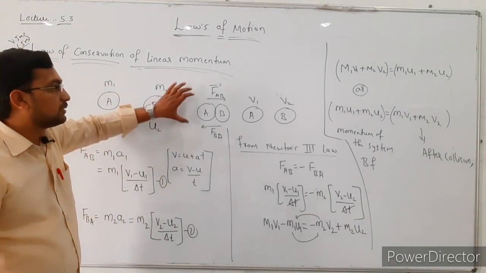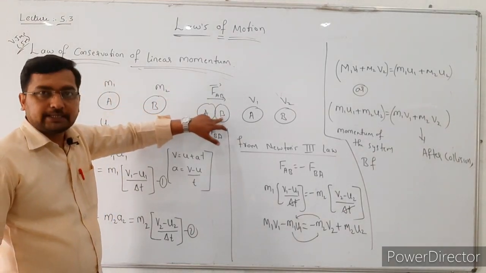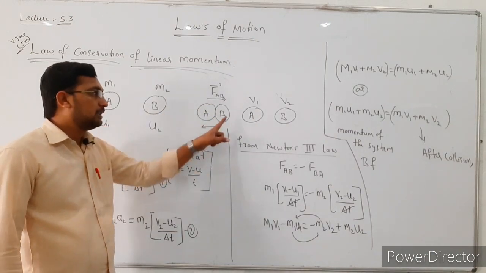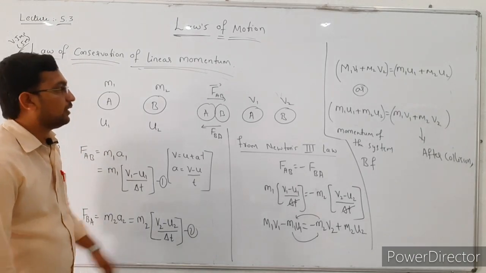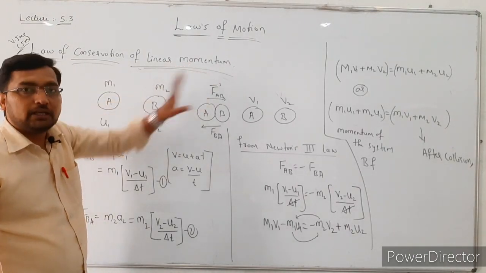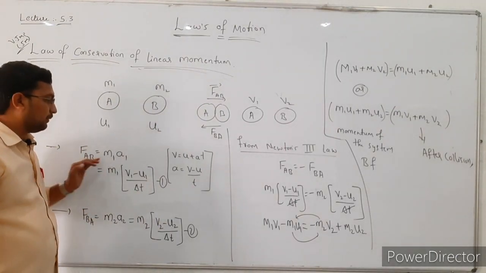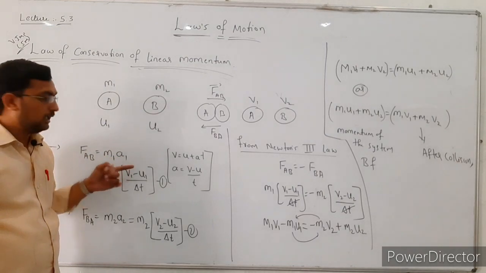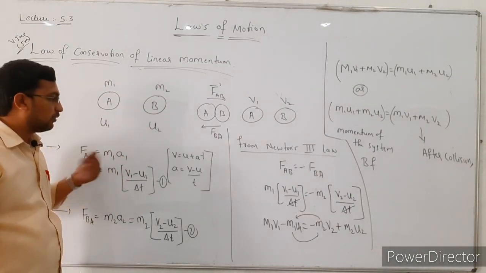At this position, the first body exerts a force on the second body, and at the same time the second body also exerts a force on the first body. Here we are going to calculate how much force is exerted by the first body on the second body with the help of Newton's second law. So F of AB is equal to m1 into a1. Here m1 is the mass of the first body, and a1 indicates the acceleration of that body.